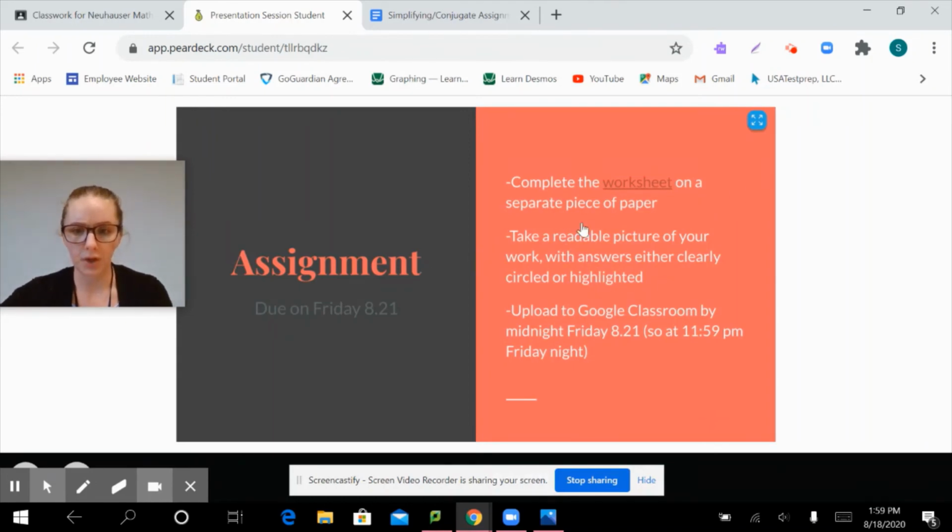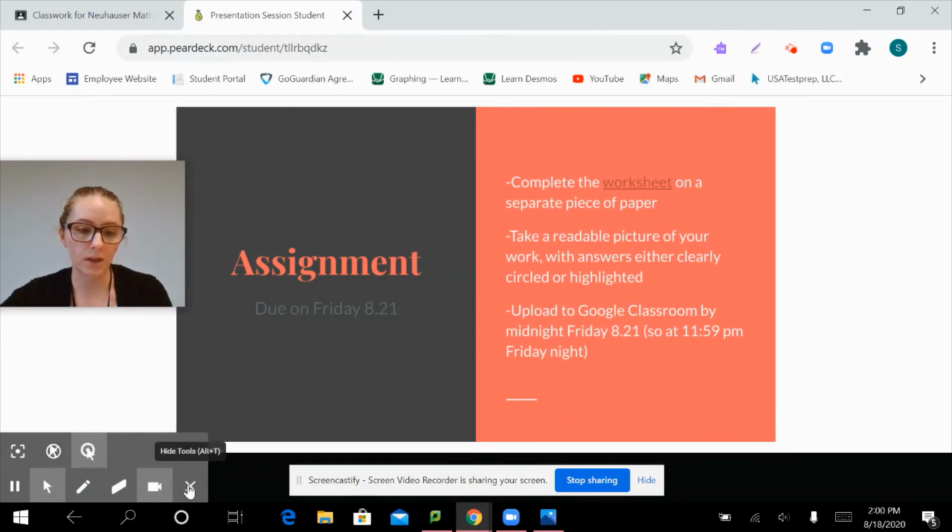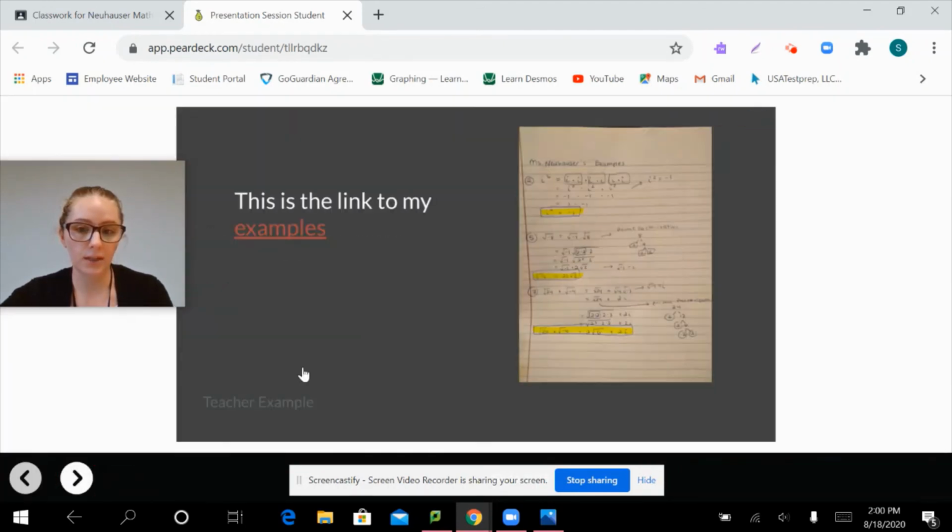To turn it in, take a readable picture of your assignment and upload it to Google Classroom before midnight on Friday. That is going to look like this, hopefully, on your Google Classroom. These are also the examples that I do in the video. It looks like there's only 3, and there's a link to the examples right here.